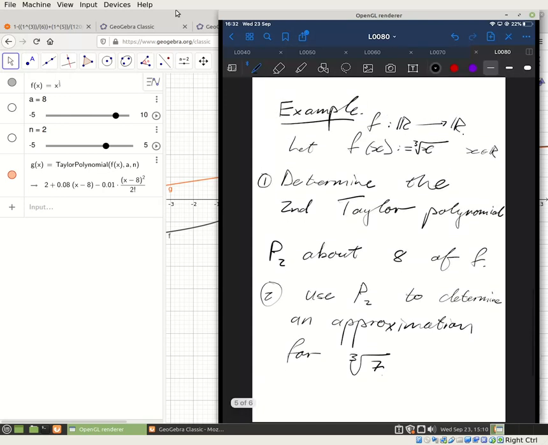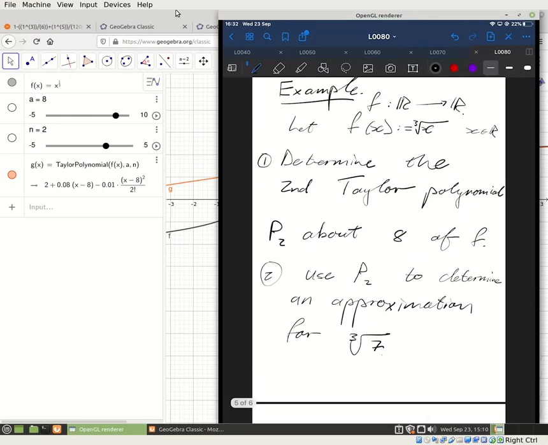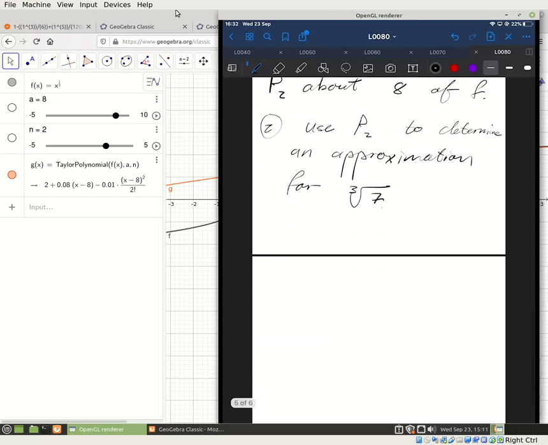So what we will do is use the Taylor polynomial to work out an approximation for the cube root of 7. And we will use the Taylor polynomials about 8, because we can easily compute the cube root of 8 and the derivatives of this function f at 8. And we will then use that to compute an approximation for the cube root of 7. Okay, let us do that.